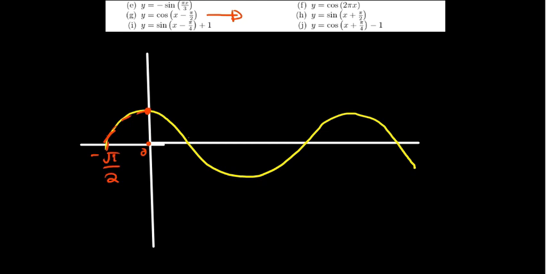Now, this will be, of course, pi over 2. This will be pi, 3 pi over 2, and then eventually end at 2 pi there. Everything else after is dotted. This is 1 and then negative 1. So that's what it means to shift, phase shift. Pi over 2, a positive, means you shift towards the left.